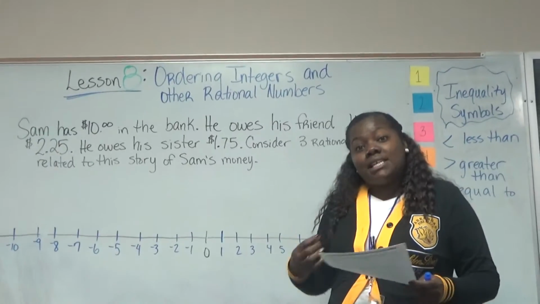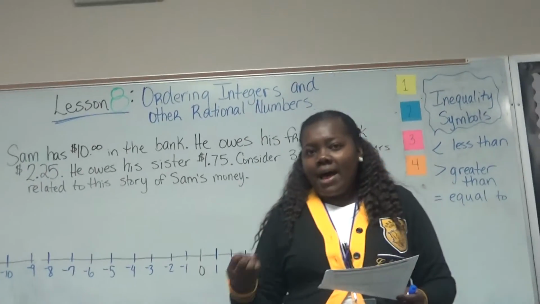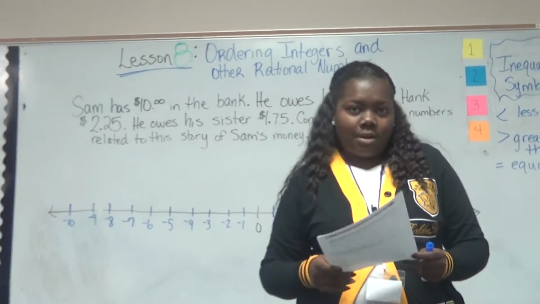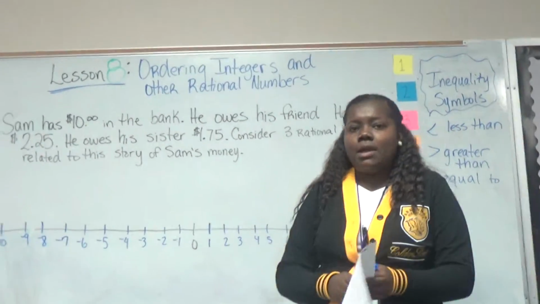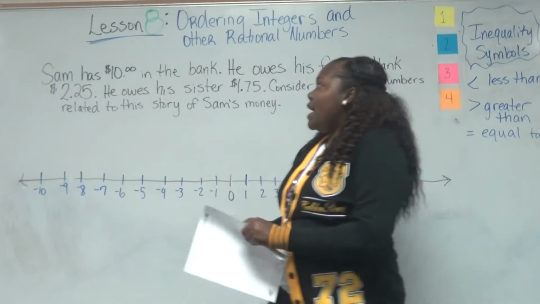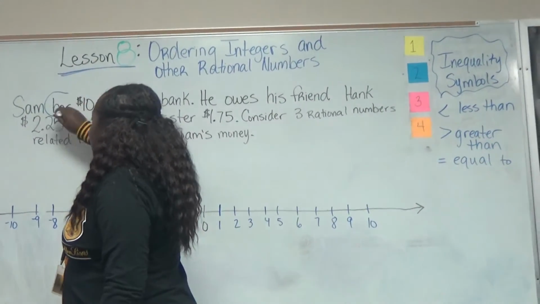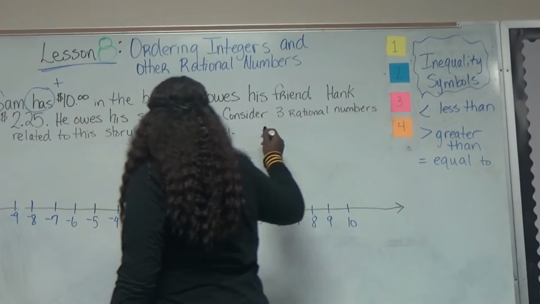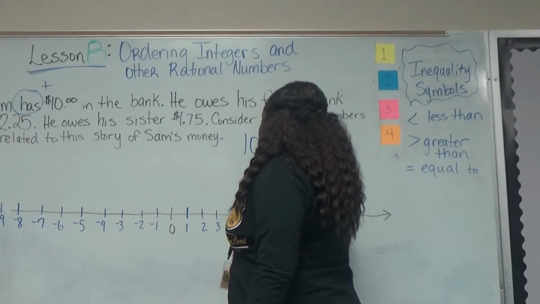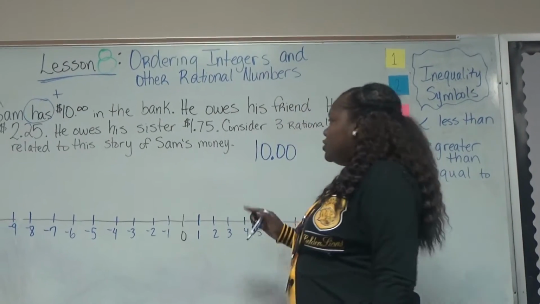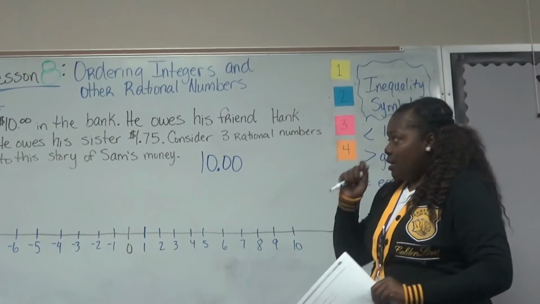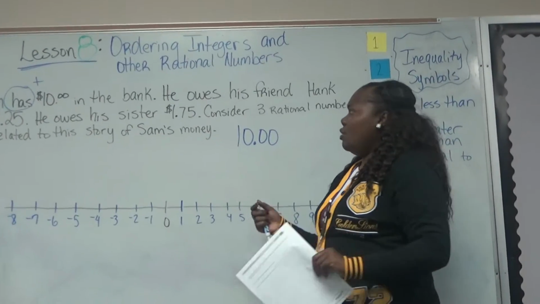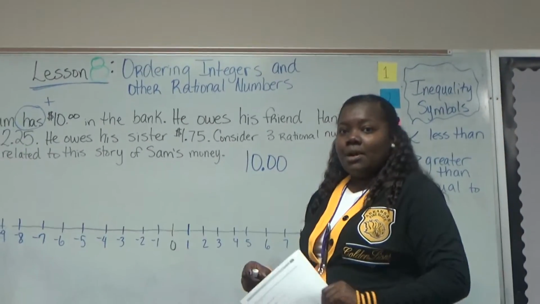If Sam has $10 in the bank, would that be a positive rational number or a negative rational number? A positive, because he has it. Has lets me know he has it. So that means this will be positive 10. That's one rational number that I can put, $10. Rational because I have the decimal. It's also an integer because it's a whole number. I could just write it as 10.